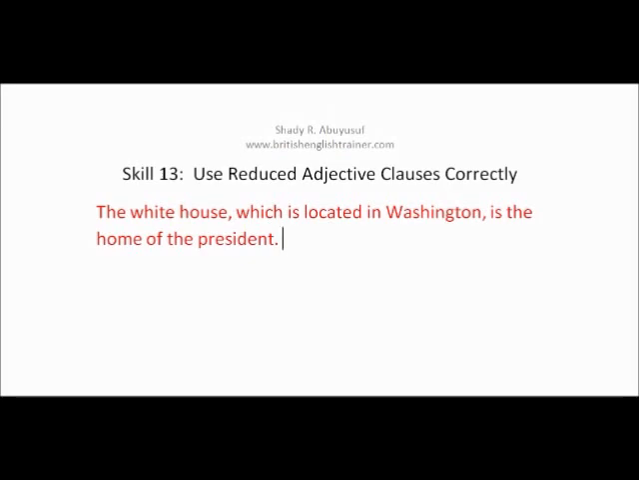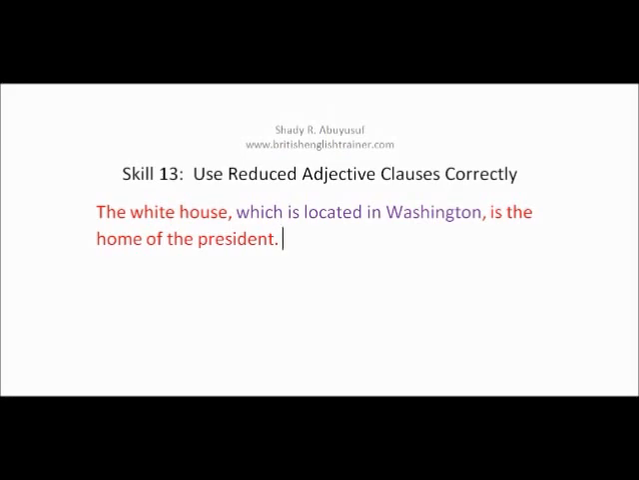Now the adjective clause is very clear. Which is located in Washington is an adjective clause. But the idea here is this adjective clause is set off from the sentence by two commas. We've got two commas here that separate this adjective clause from the rest of the sentence. Is this possible? Yes, it is. Can we reduce it? Yes, we can reduce it. We can make it like that.